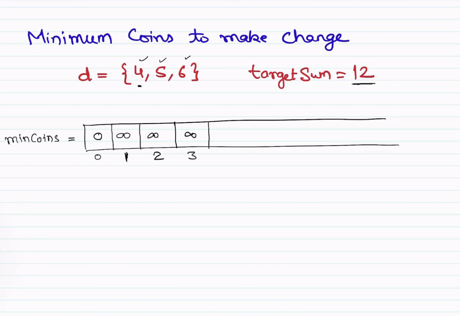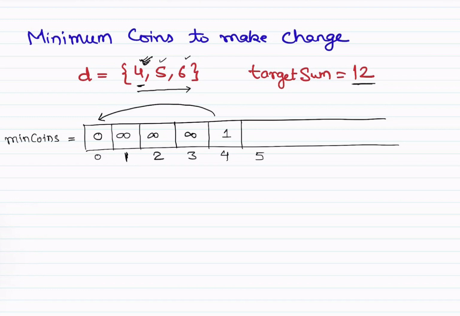For 3 also, not possible. But for 4, what we will do is look at the array and try to see, can we choose 4 and make the sum? Can we choose 5 and make the sum? And so on. We can choose 4. Now you're making a sum of 4. You have already chosen a coin of 4 rupees, so you're left with 0 rupees. Look back at the value of 0. 0 requires 0 coins, and 4 requires one 4 coin plus whatever coins are required by 0. So you can fill 1 over here.